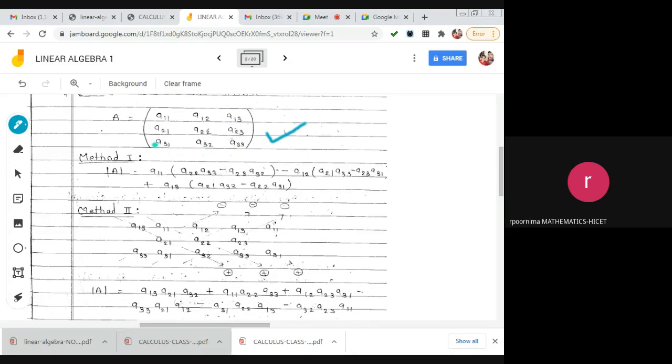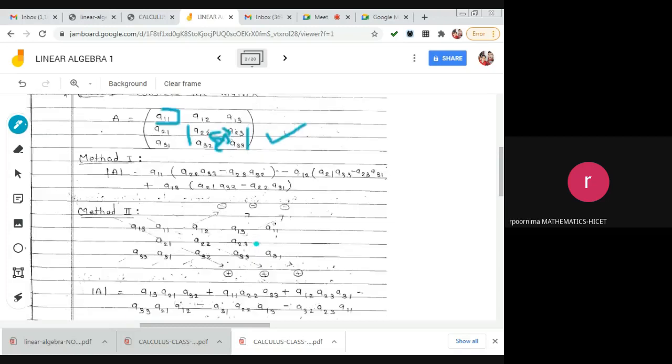So if they ask to find the determinant of A for that 3 by 3 matrix, normally we use this method: A11 into A22 multiplied by A33, minus A32 multiplied by A23. Like that we are expanding. This is called method 1. It is the normal calculation part.